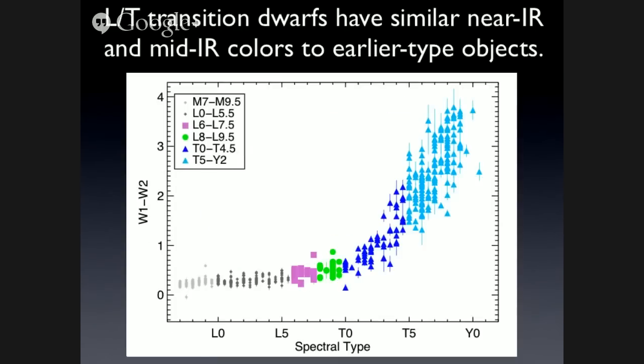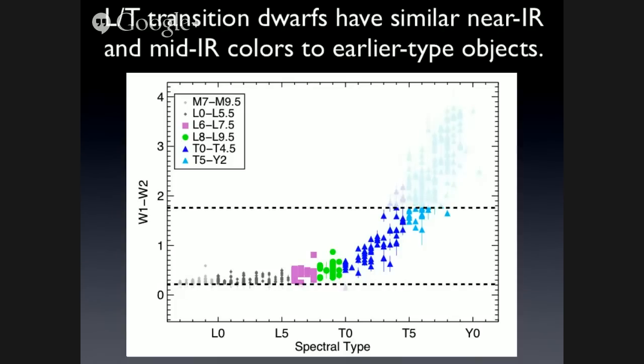In the mid-infrared, you can do somewhat better. This is the WISE W1 minus W2 color. Of course, it's spectacularly good at finding later objects. If you make a cut for the LT transition, you can find the early T's, but late L, these purple and green points, have the same colors as many background objects as well.